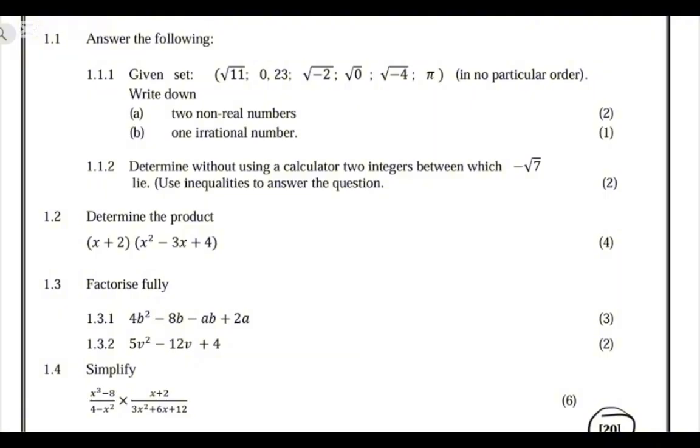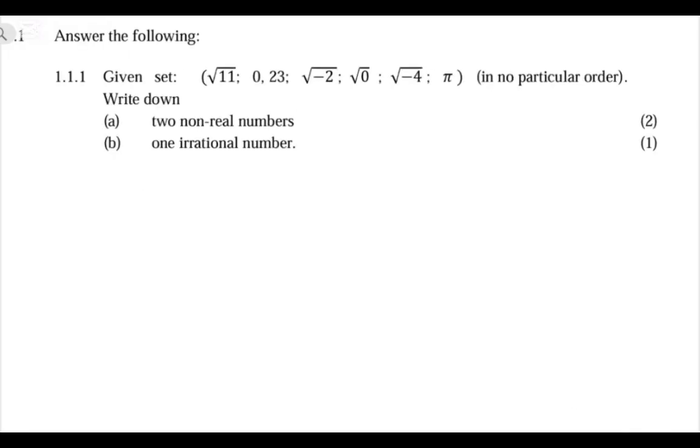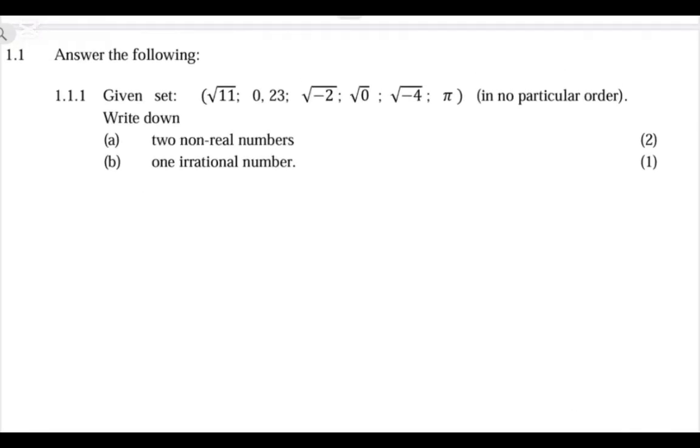So without wasting more of your data, guys, let's quickly start with 1.1. Answer the following. 1.1, given a set which is all these numbers that are here in no particular order. In other words, these are not in order.